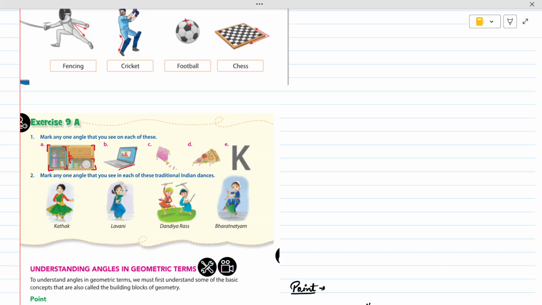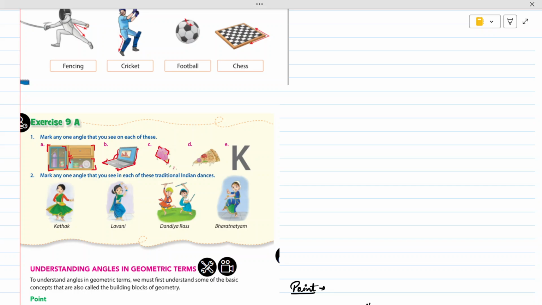Now let us go to this laptop. This is the point, and these two rays are meeting at this point. This is an angle. Similarly, this is also an angle. Here also we have an angle, here also. So many angles over here. And when we see this kite, this is one angle, this is another angle, a third angle, a fourth angle. So here also we have many angles.